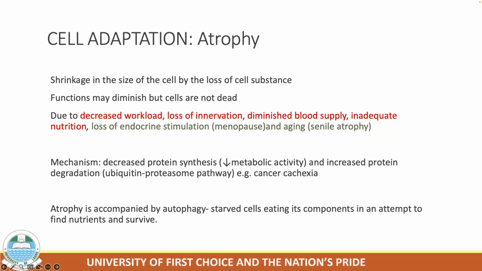All right. So moving on, like I said, there's decreased protein synthesis once there's decreased metabolic activity. And this leads to increased protein degradation through the ubiquitin proteasome pathway. And this is very common in an inflammatory process called cancer cachexia, right? Atrophy is accompanied by autophagy, that's starved cells eating its own components in an attempt to find nutrients and survive. We've seen 3 different adaptations so far, right? The 4th one we're looking at is metaplasia.